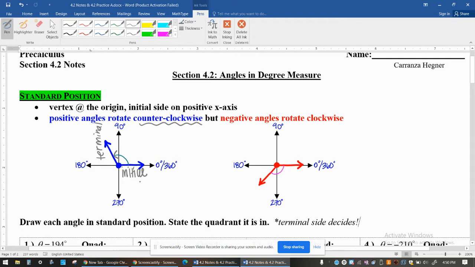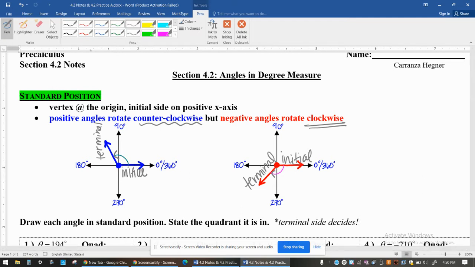But obviously you can keep going multiple times around, and there are angles that are greater than 360. There are also angles smaller than 0. To graph those negative angles, we have to go down and to the left. Your initial side always has to be on the positive x-axis, and your terminal side is your ending side, because every angle has two rays. Negative angles rotate the way a clock does, so down and to the left.